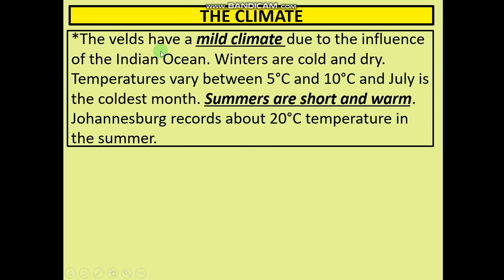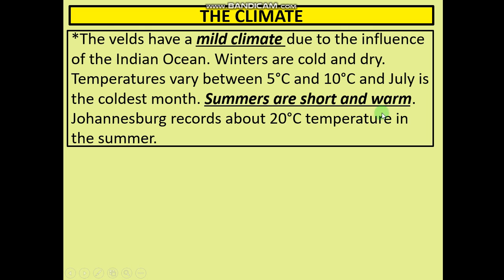What is the climate? The velds have a mild climate due to the influence of the Indian Ocean. And you know the Indian Ocean, the whole Indian Ocean portion, is very hot. Winters are cold and dry. Temperatures vary between 5 degrees Celsius to 10 degrees Celsius. And July is the coldest month. Just like June and July are the hot months in our country, in the southern hemisphere and this Veld area, July is the coldest month.